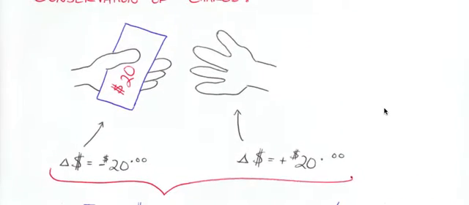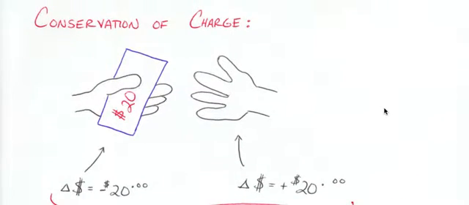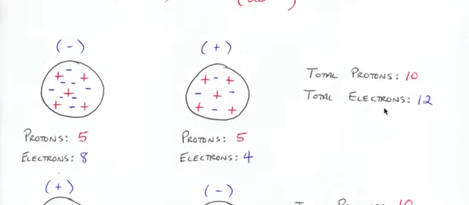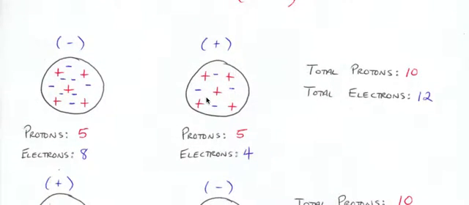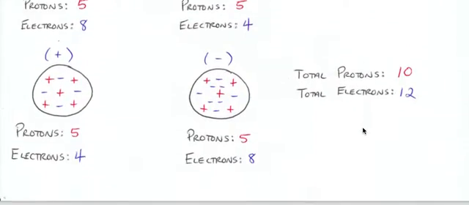And it goes back to this same idea of whatever money is gained by you is the money lost by your friend. Conservation of anything just means whatever you started with, you must end with. These charges, electrons and protons, cannot be created or destroyed. They can only be transferred between objects. And specifically, the electrons are what we will be considering.